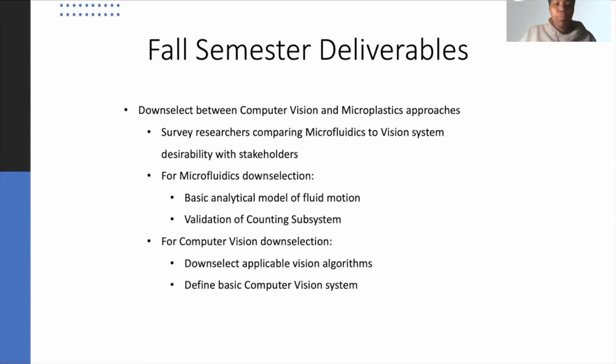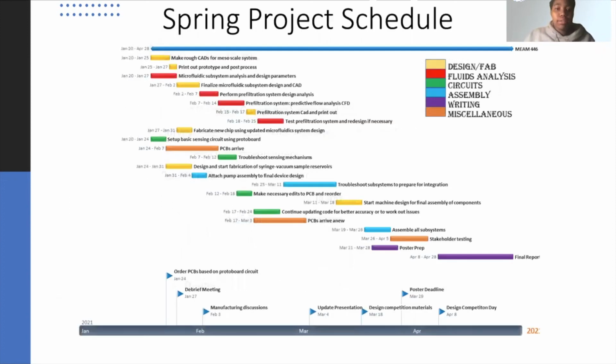And then the steps for microfluidics, if we choose that route, would be to develop an analytical model of the fluid motion and then validate the counting subsystem. Whereas for the computer vision, if we end up going that route, we would have to look at applicable vision algorithms and then also define the computer vision system. This is the project schedule for spring, looking at the microfluidic system.